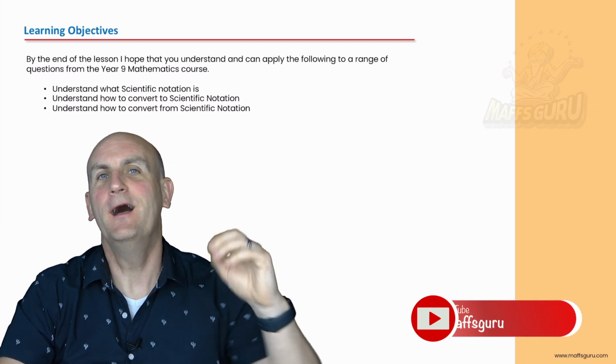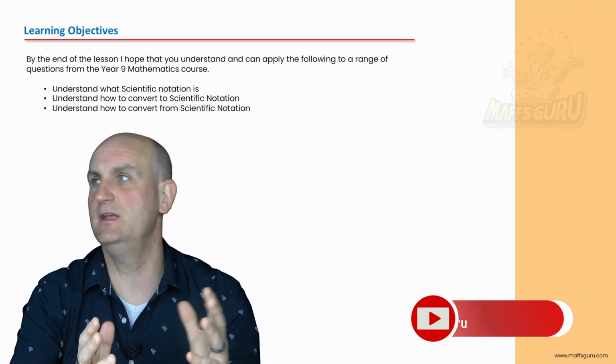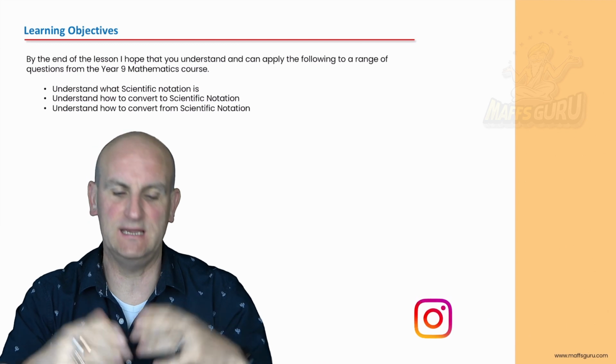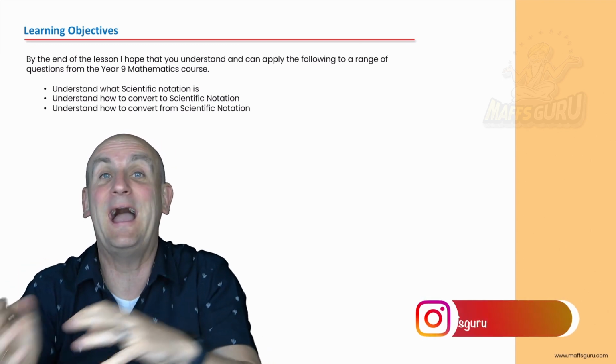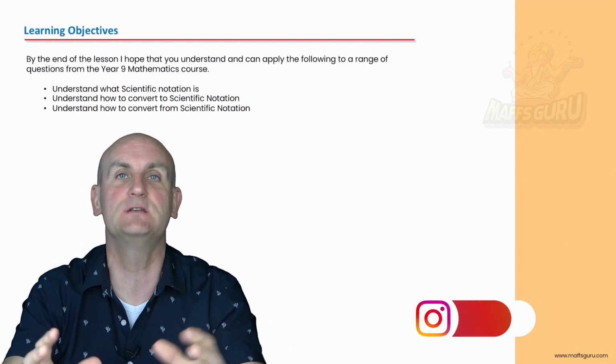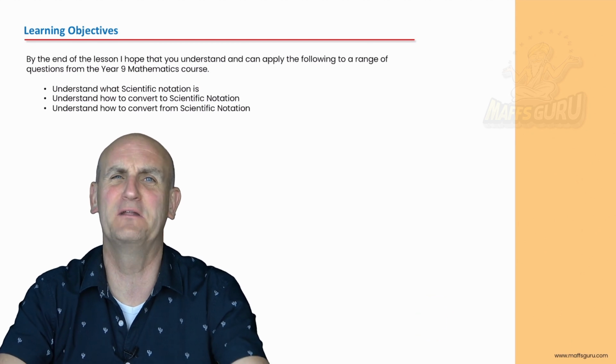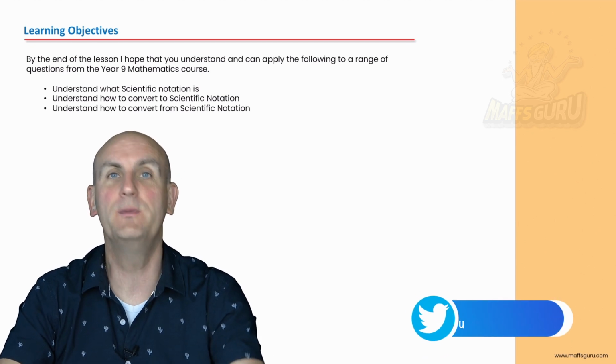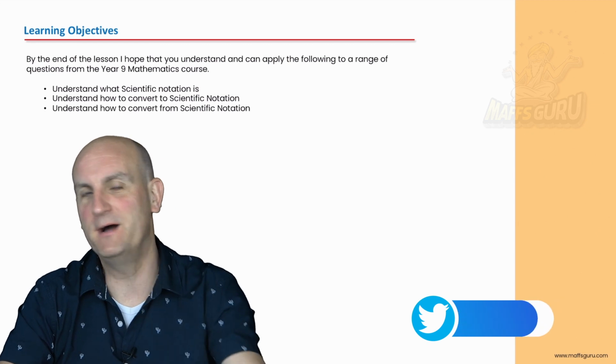Anyway, I'm going to go through what you can see behind me. The learning objectives are understanding what scientific notation is, and how to convert from and to scientific notation. It's a huge subject and really, really important. Sadly, it's one of the ones that we try and trick you with, but you're going to be able to smash it by the end of this video.